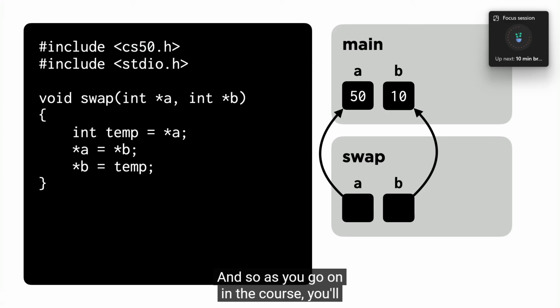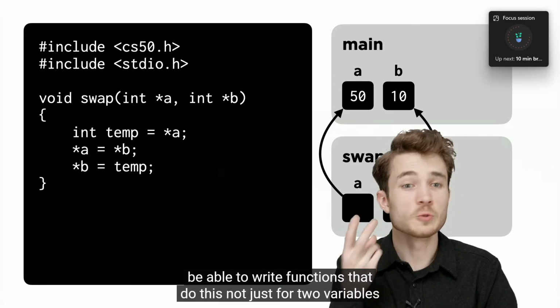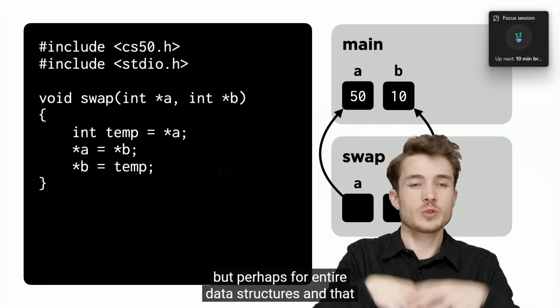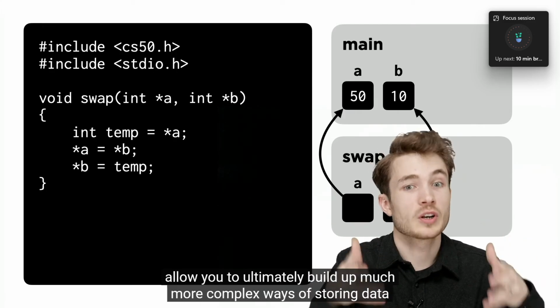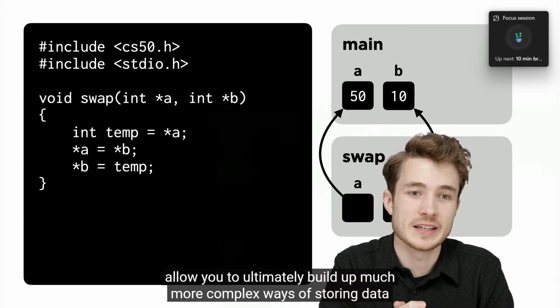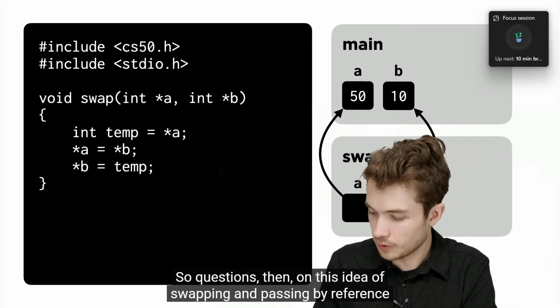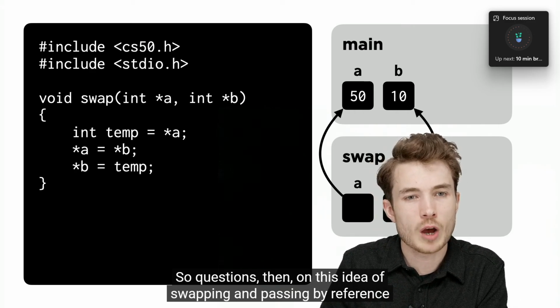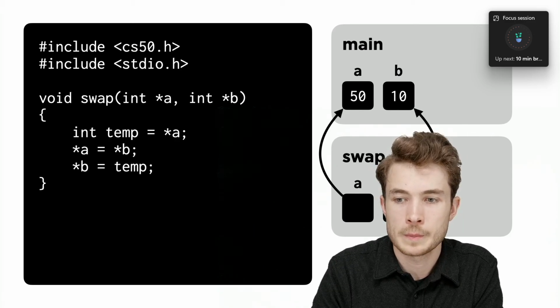And so as you go on in the course, you'll be able to write functions that do this, not just for two variables, perhaps for entire data structures, and that allow you to ultimately build up much more complex ways of storing data in your programs. So, questions then on this idea of swapping and passing by reference and passing by copy?